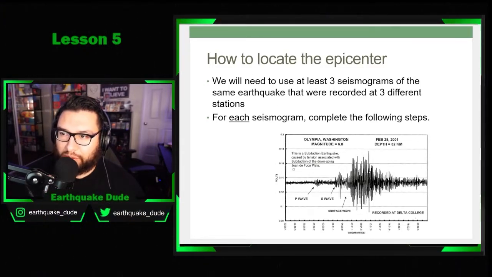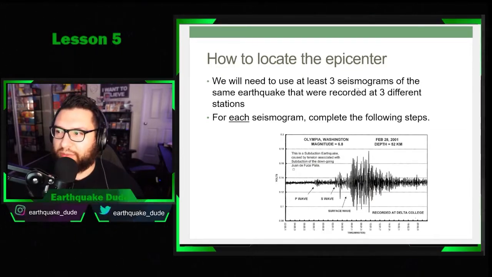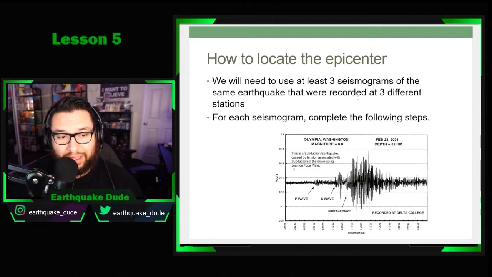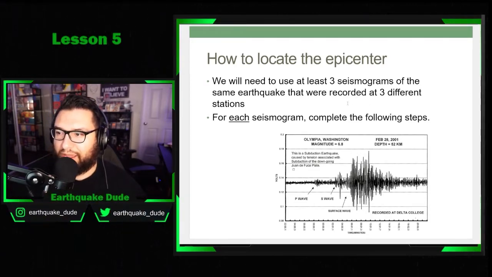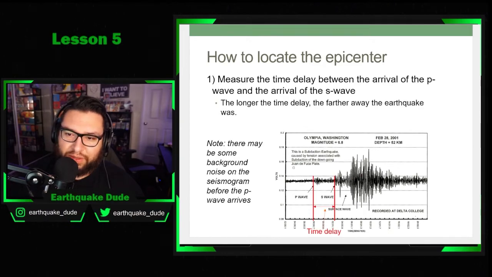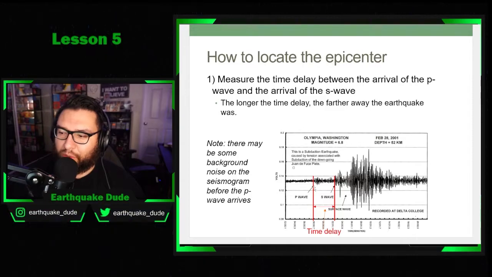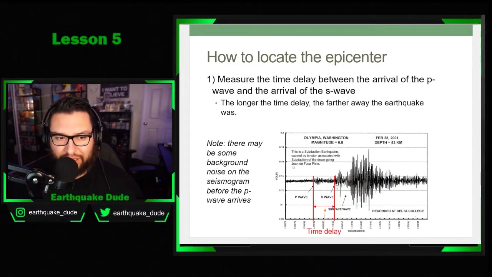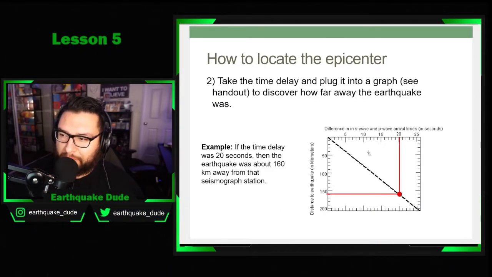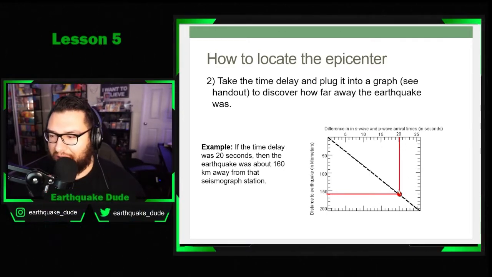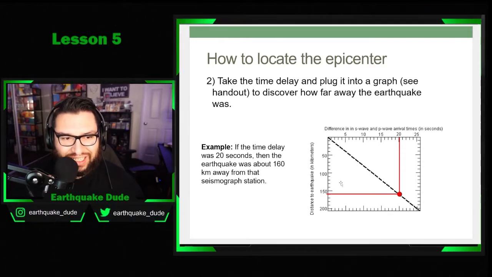So to locate the epicenter, we have to use at least 3 seismograms, right? But there's hundreds of stations out there, so we get a lot of data. But the minimum is 3. Okay, and for each of the seismograms, you've got to complete the following steps. First, figure out the time delay. What's the arrival time of the P wave and the S wave, and see what the difference is. From there, we're able to plug it into this cool little graph, like right there, and then go down and then across, and that tells you the distance to the earthquake.